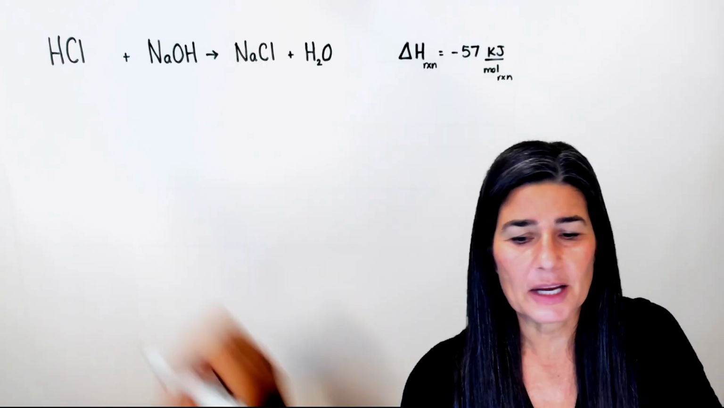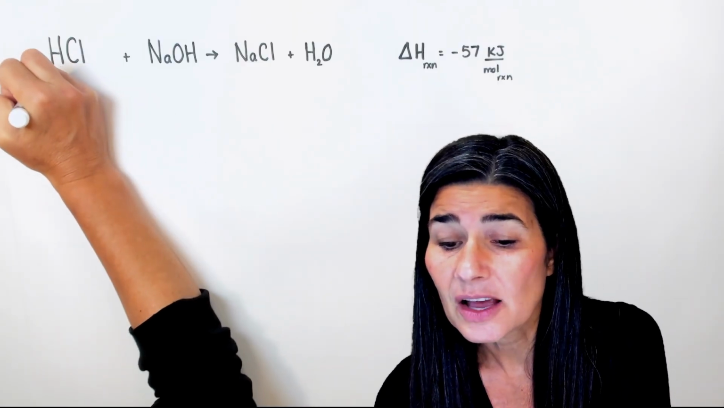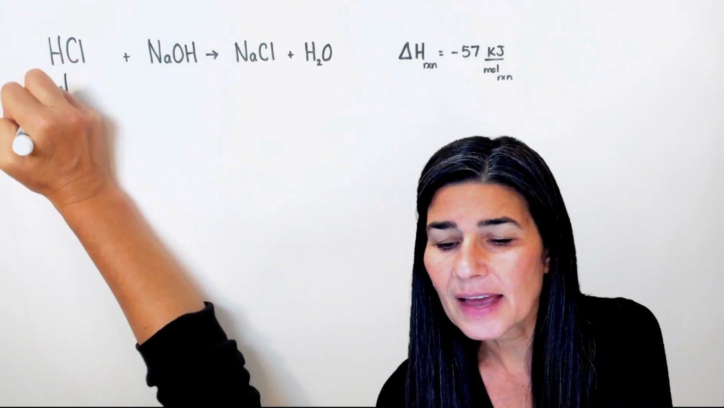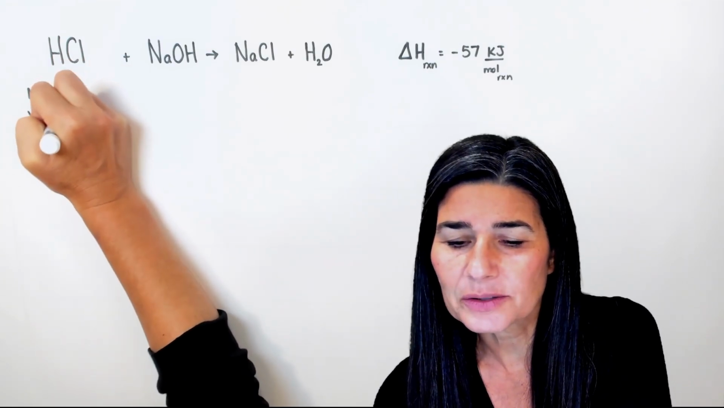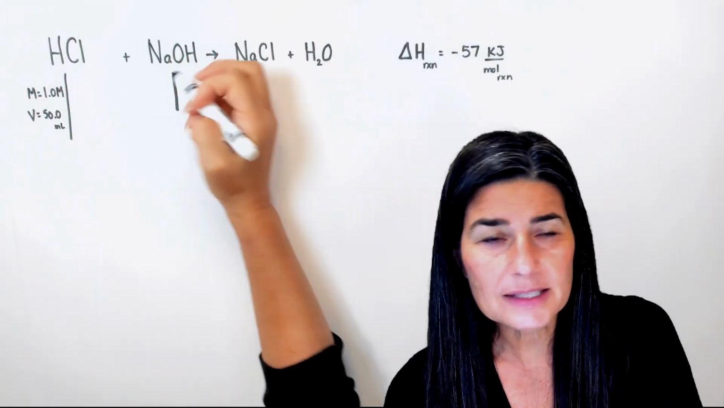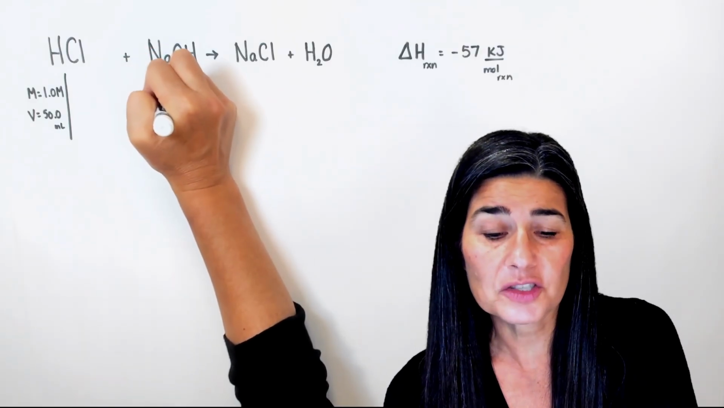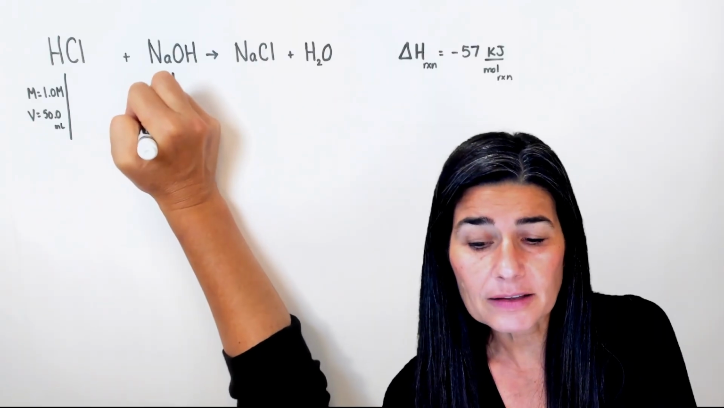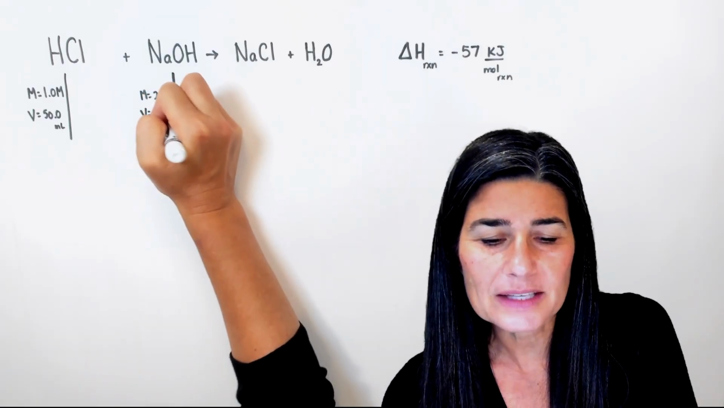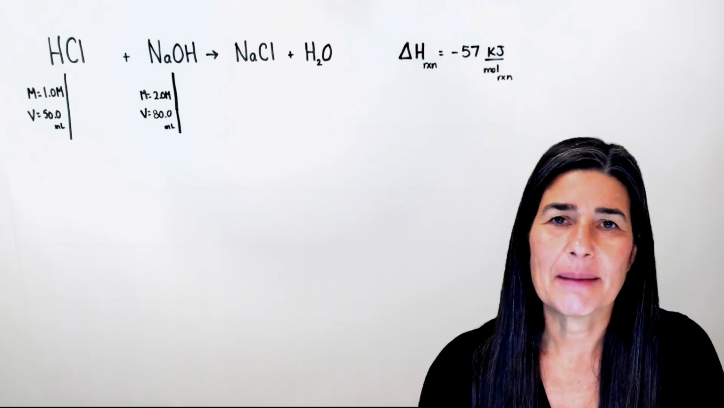They've given us some information about hydrochloric acid. What they told me is we have a molarity of big capital M, 1 molar, and we have a volume of 50.0 milliliters. They also gave me information about my sodium hydroxide. The molarity is twice as strong, 2.0 molar, and the volume is more than we have of hydrochloric acid. It is 80.0 milliliters.